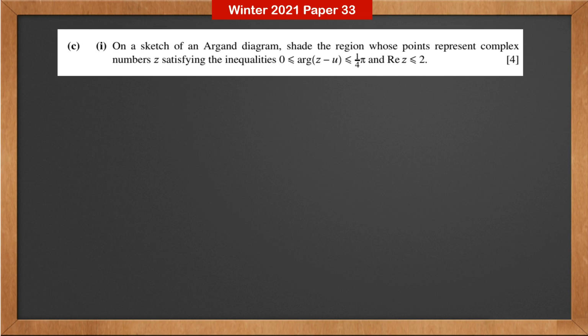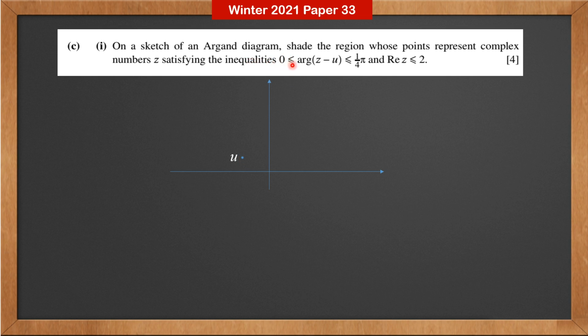C1. On a sketch of an Argand diagram, shade the region whose points represent complex numbers z satisfying the inequalities arg of z minus u is between 0 and quarter pi inclusive, and the real part of z is less than or equal to 2. So arg z minus u is between two half lines. This is u. u is minus root 3 plus i. It's in the second quadrant.